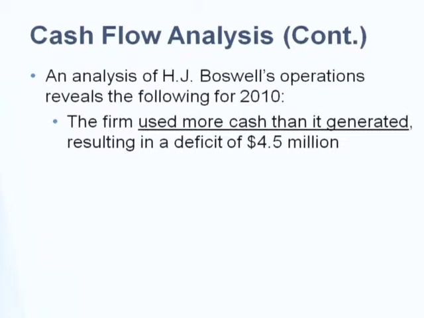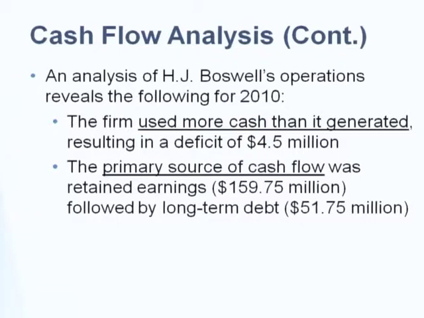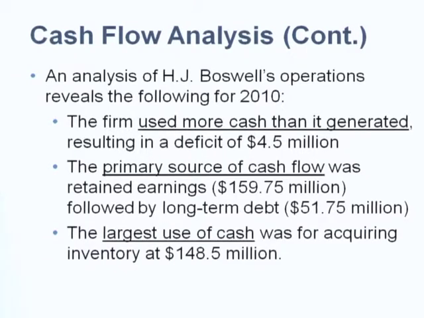Analyze the company's operation for 2010. The firm used more cash than it generated, resulting in a deficit of 4.5 million, right? Why? Because the primary source of cash flow was retained earnings. This is the biggest source of cash, 159.75 million, followed by long-term debt. And the largest use of cash was what? Buying inventory, 148.5 million.